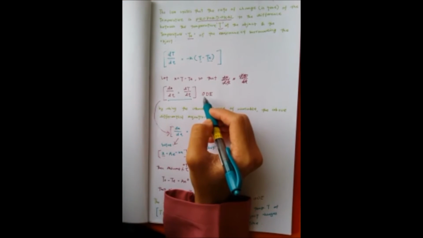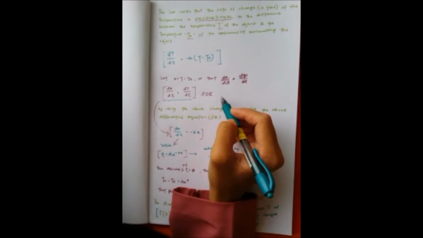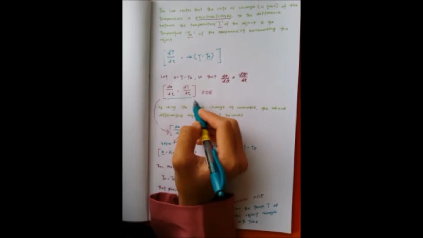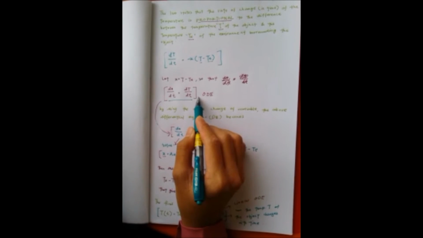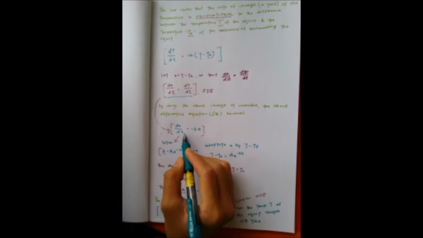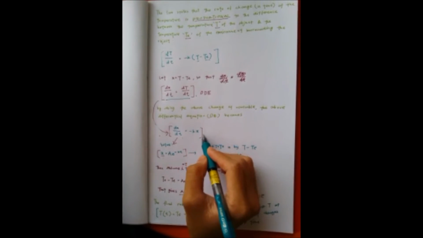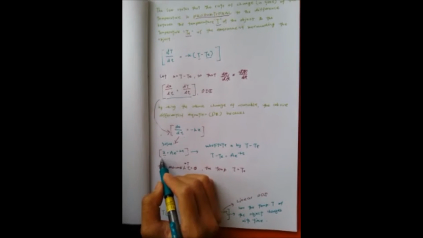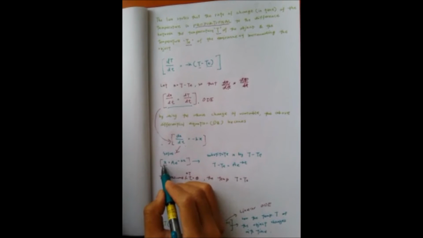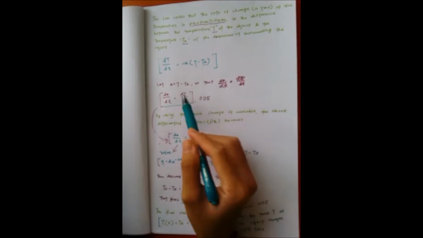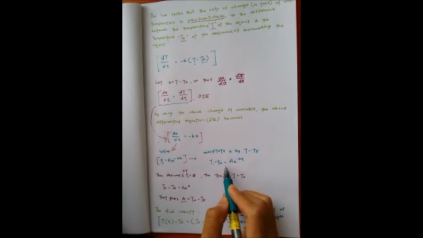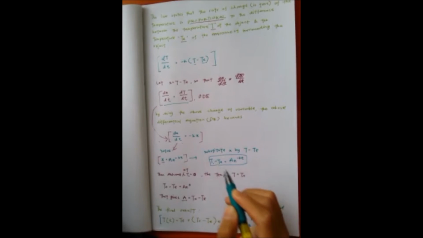This equation is an ODE. We classify it as an ODE because the variable is the same, which is T. So by using this variable, we get this differential equation dx over dt equals minus kx. When we solve this equation, we get x equals a e to the power of minus kt. Since we know that x is equal to T minus TE, we substitute and replace, so we get this equation.